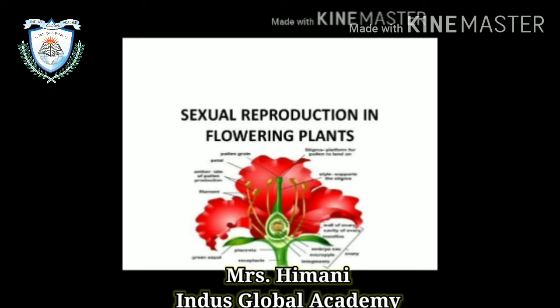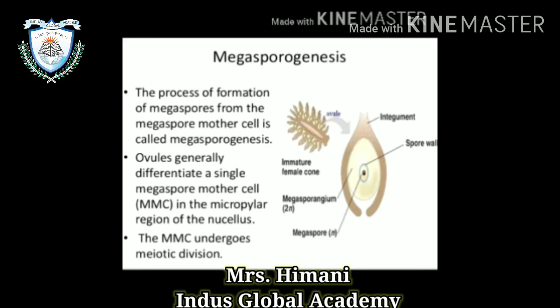So welcome to my next lecture, grade 12, topic sexual reproduction in the flowering plant. Today we will discuss the rest part of the chapter, starting from megasporogenesis. It is the process of formation of megaspore from the megaspore mother cell, which is also known as MMC.